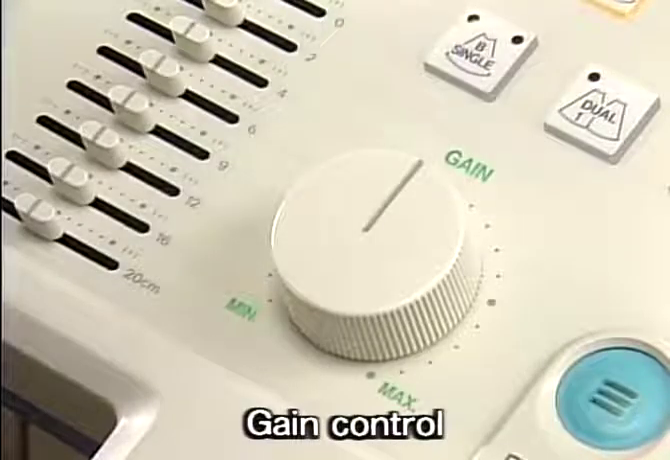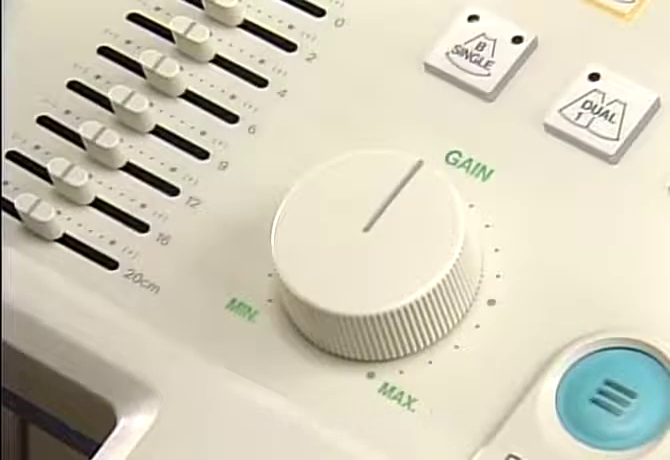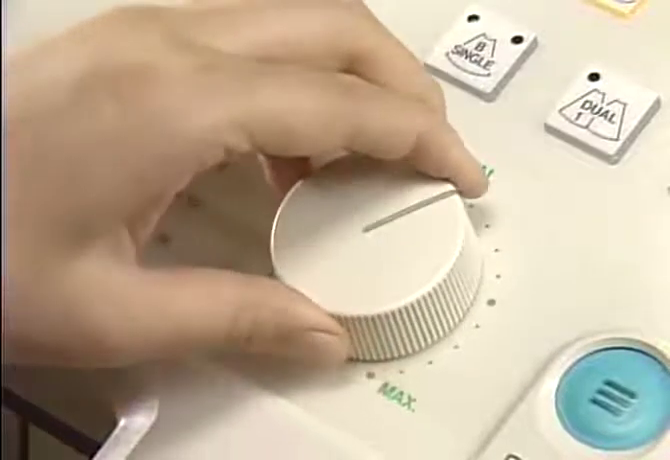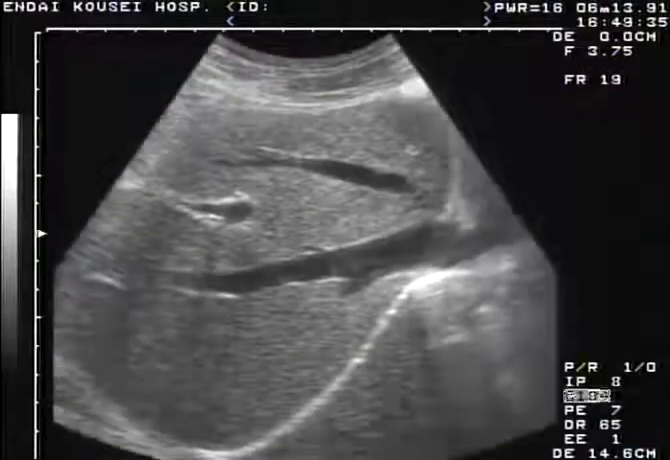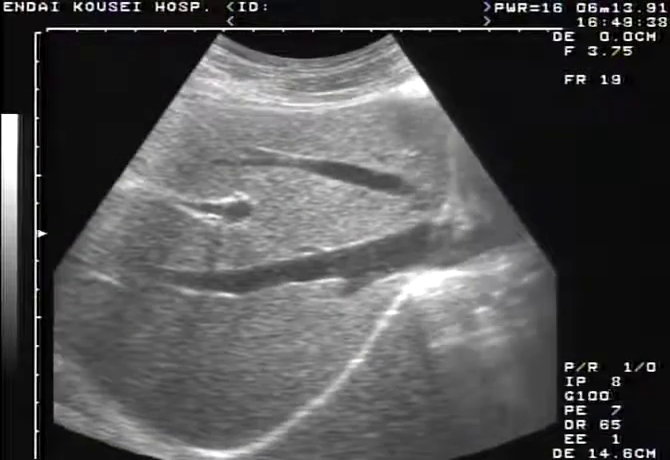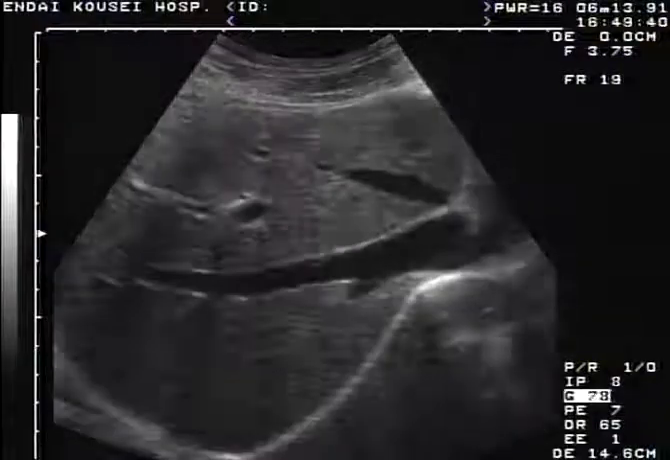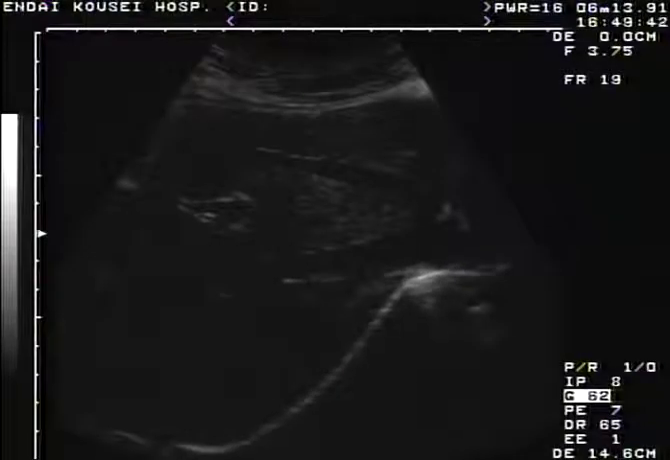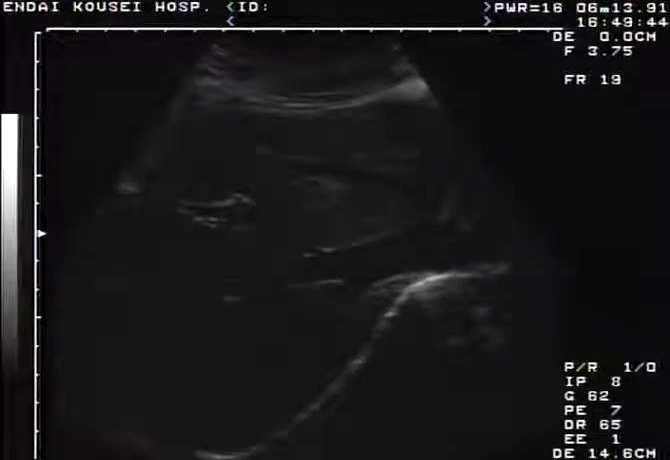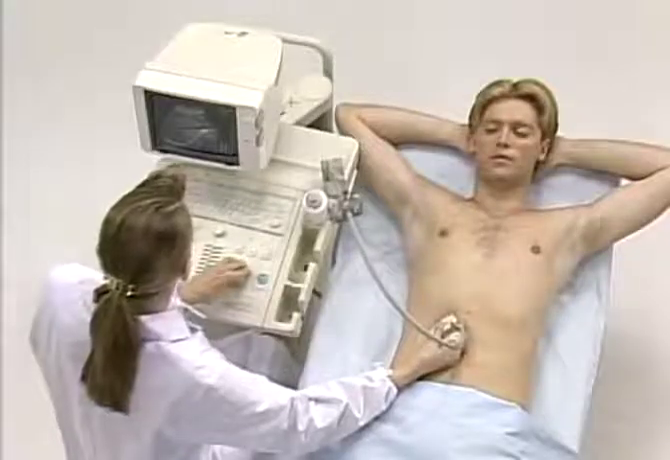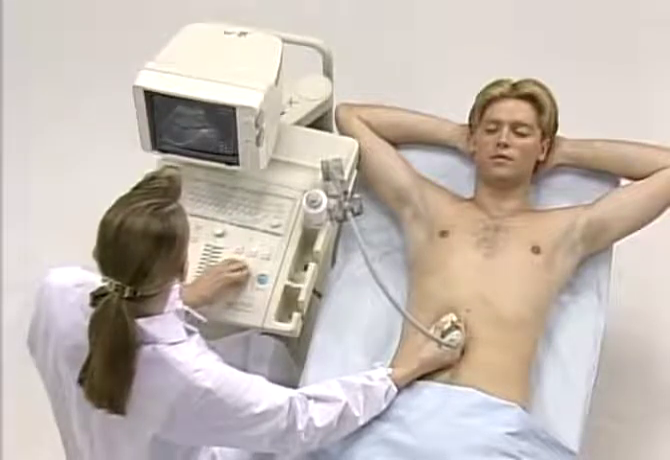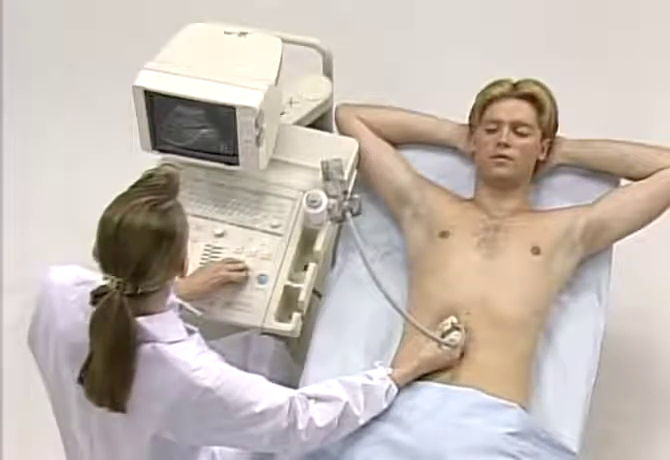Next is the adjustment of the gain knob. This gain knob is used to control the overall strength of the echoes. You will operate this knob most frequently. If the gain is too high, noise or artifacts will appear. Then the images obtained have poor resolution. On the contrary, if gain is too low, important information may be obscured or deleted. So adjust the gain knob carefully depending on the patient's body habitus and region to be scanned.